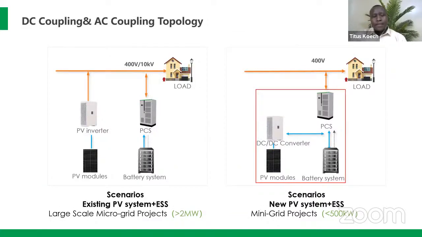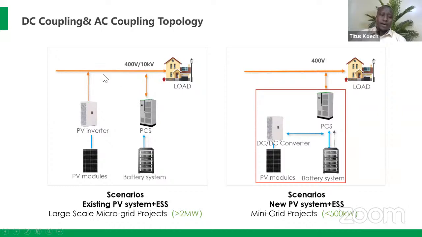So when we talk about DC and AC coupling, ideally we want to know whether we are coupling, or rather linking, or rather integrating the solar PV into the energy storage system. There are two scenarios, or rather two topologies. You can couple or rather link from the AC side, or rather you can also couple from the DC side. For this case, with AC coupling, that means we are coupling from the AC side, where we require power from the PV modules. Of course, we have the PV inverters doing the DC to AC conversion.